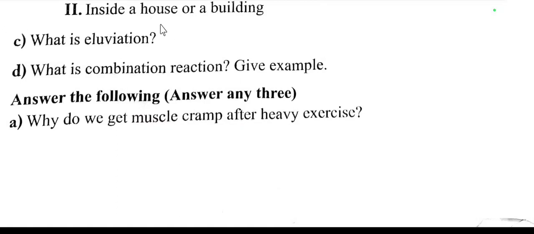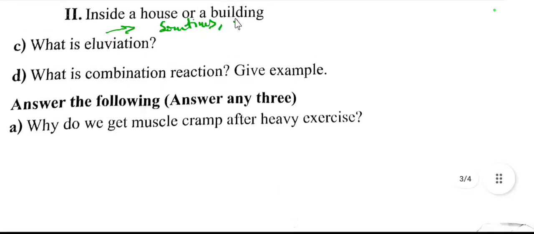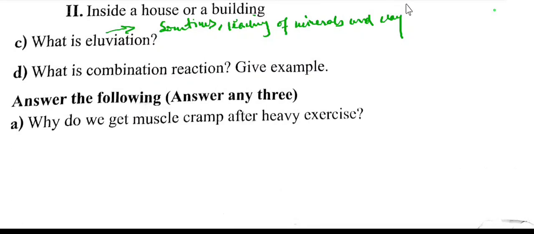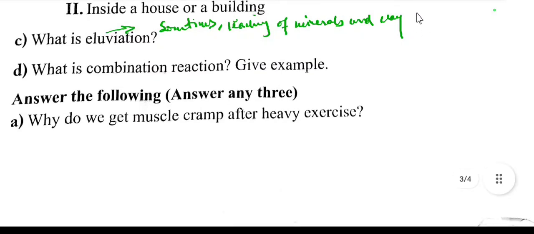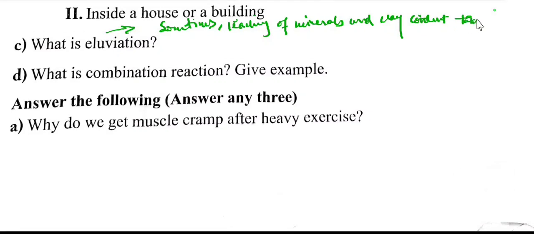Let's write its answer. Leaching means seeping. Leaching of minerals and clay content takes place in the lower part of the A horizon. A horizon means the second layer.